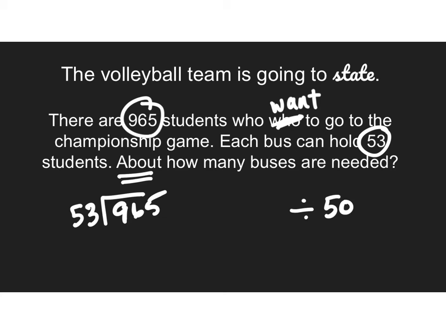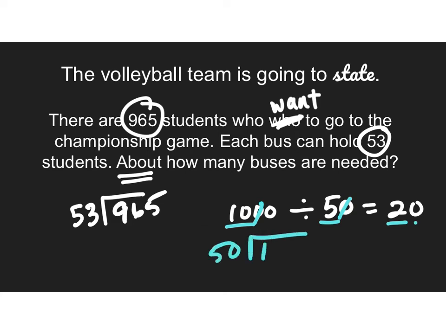965, I want a number that's compatible with 50. It's very close to 1,000, and I know that 50 goes into 1,000 20 times. If you don't know that, then of course you're going to have to do some other work. 5 goes into 10 twice, and then I have 1 0 here. Transfer that 0. I might think about it like how many 50s are in 100? 2. And how many hundreds do I have? 10. So 2 times 10. However you choose to do it, you need to get to that final answer.